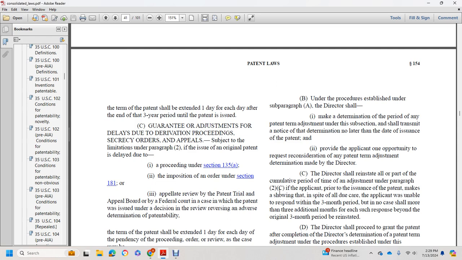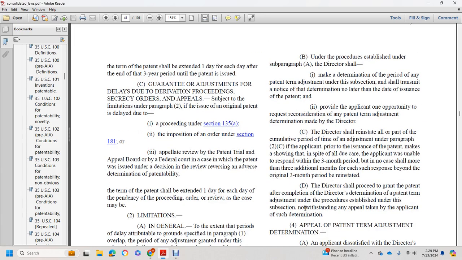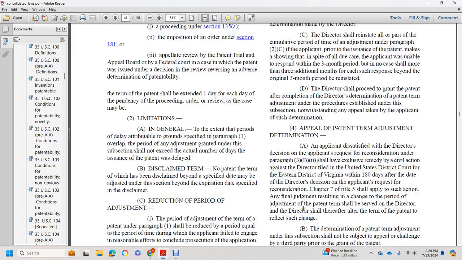The director shall reinstate all or part of the cumulative period of time of adjustment under paragraph 2 if the applicant, prior to the issuance of the patent, makes a showing that, in spite of all due care, the applicant was unable to respond within the 3-month period, but in no case more than 3 additional months for each such response beyond the original 3-month period. D. The director shall proceed to grant the patent after completing the director's determination of the patent term adjustment under the procedures established under this subsection, notwithstanding any appeal taken by the applicant of such determination. Appeal of patent term adjustment determination.